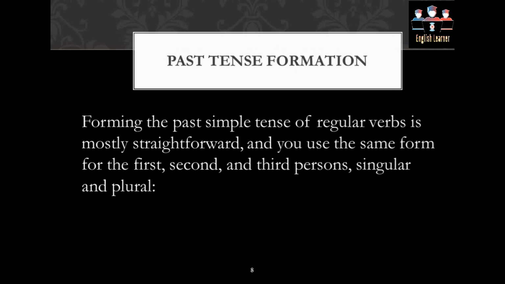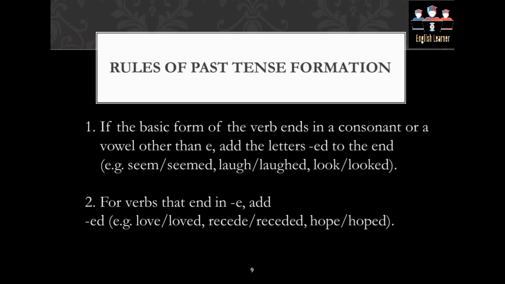Next is the rule related to the past tense formation of regular verb. Forming the past tense of a regular verb is most straightforward, and you use the same form of the first, second and third person singular and plural. Let's have a look on rules. Rule number 1. If the basic form of the verb ends in a consonant or a vowel other than e, add the letters ed to the end.